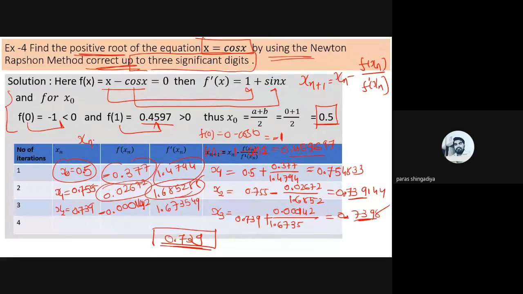Here you can compare both methods. In this example, in the bisection method we needed 11 iterations, and at the 11th iteration we could predict the answer correct up to only 2 decimals, 0.73. Now in the Newton-Raphson method we can predict the answer correct up to 3 significant digits in just 3 iterations. In the third iteration we get the answer correct up to 3 decimal places.